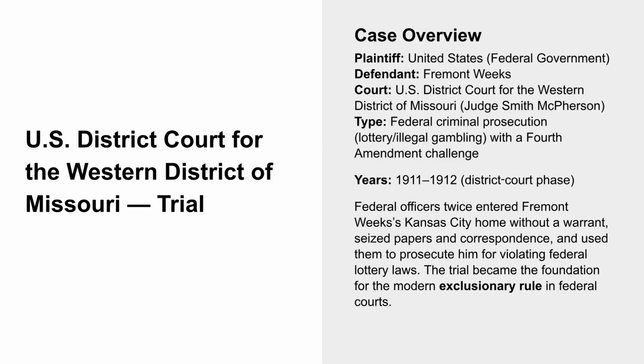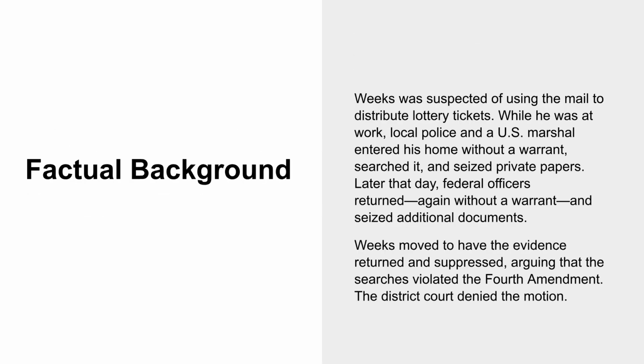The case began in the U.S. District Court for the Western District of Missouri. Fremont Weeks was federally prosecuted for lottery offenses. The trial centered on a Fourth Amendment challenge after federal officers seized his papers without a warrant. Weeks was suspected of illegal lottery operations. Local police and federal officers conducted 2 warrantless searches of his home, seizing private papers. Weeks moved to suppress this evidence, but the district court denied his motion.